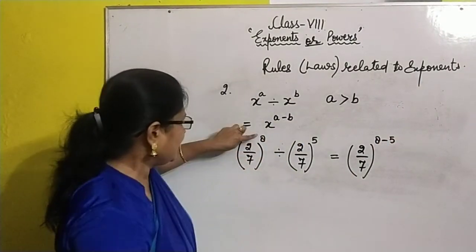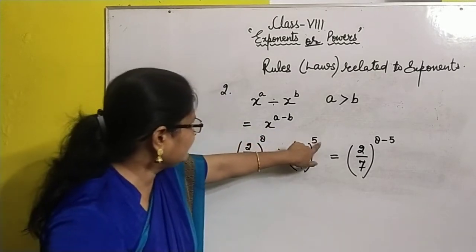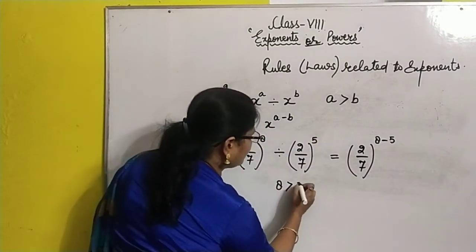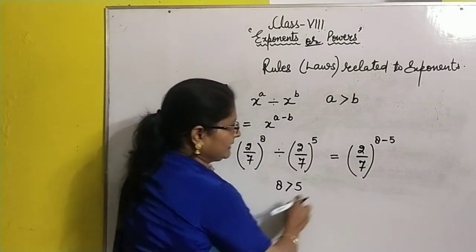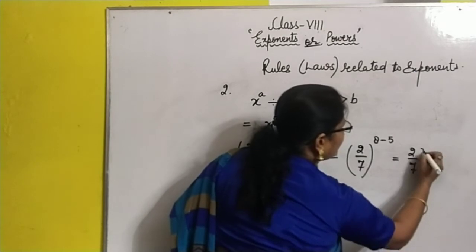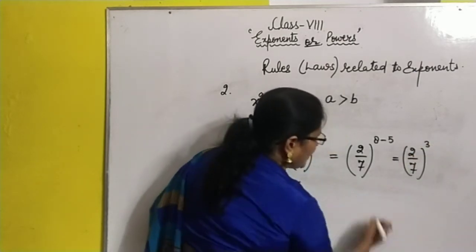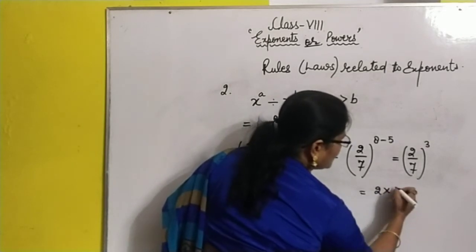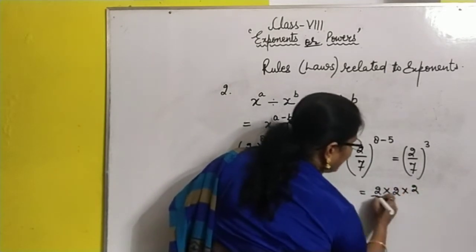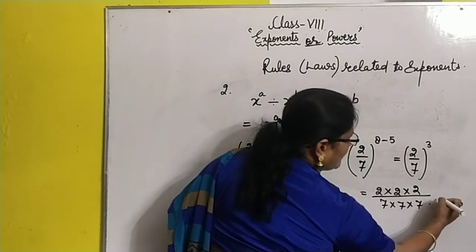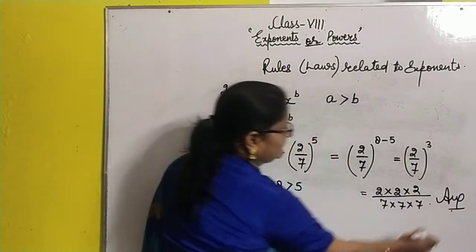You can see that this is A and this is B. So 8 is greater than 5, so you will subtract this 5 from 8. So what will be the answer? 2 by 7 raised to the power 3. Or you can write it this way, 2 into 2 into 2 divided by 7 into 7 into 7. Okay, this will be the answer.